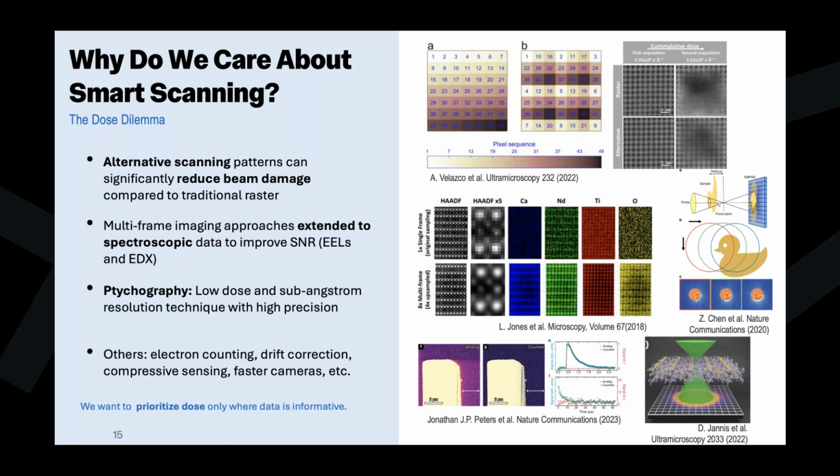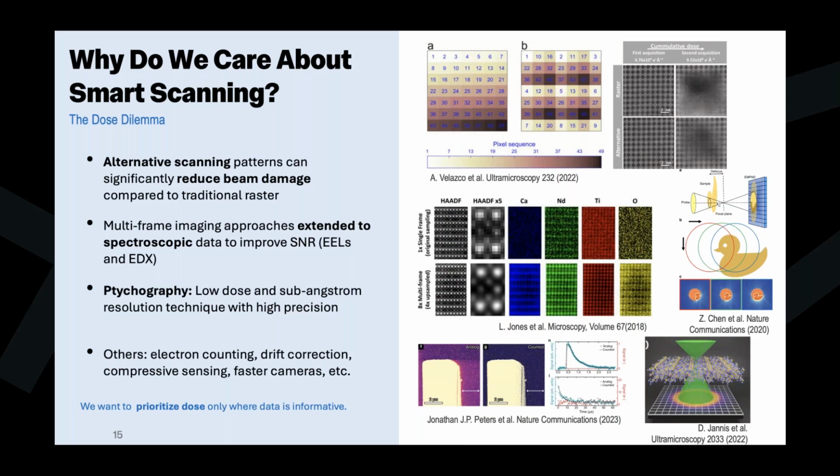But there have been some really interesting studies recently that have highlighted the limitations of this. So one thing is doing these sort of alternating scanning type approaches has been shown for many samples to reduce damage. So for the same amount of dose, you can get higher signal to noise data. This also lends itself not just for imaging, but spectroscopy as well.